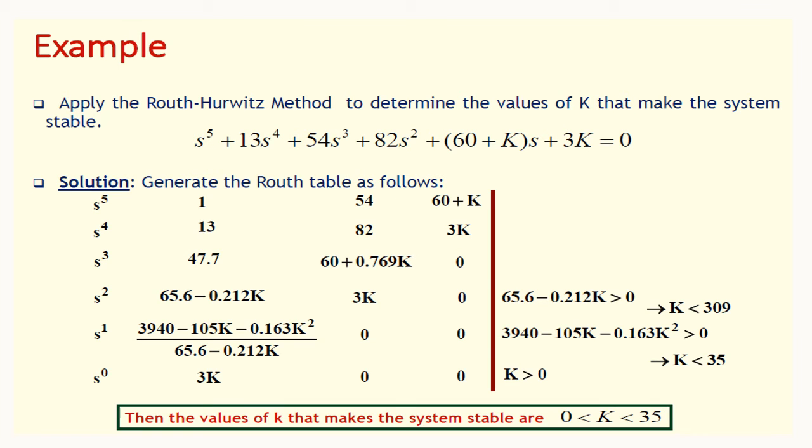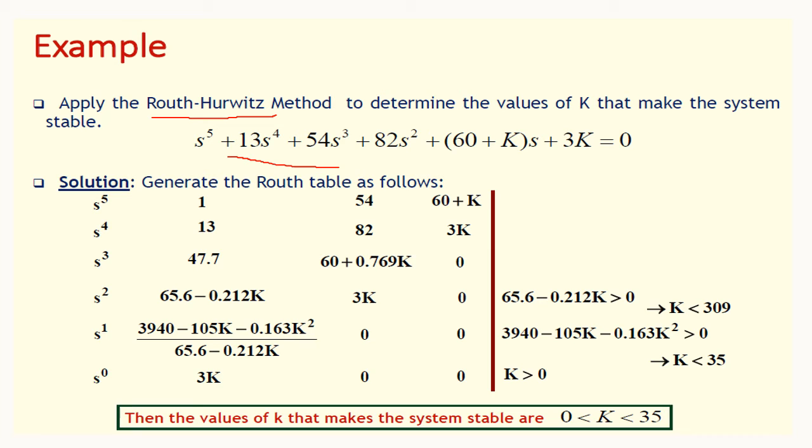Now let us consider an example where the characteristic equation of a total transfer function is given, and we have s to the power of 5 plus 13 s to the power of 4 plus 54 s cube plus 82 s square plus 60 plus k into s to the power of 1 plus 3k to the s to the power of 0. Now we will solve this by the Routh Hurwitz method.